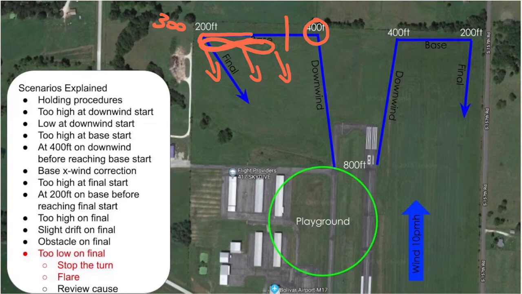Always turn into the wind when you are doing these S-turns. Later on in the progression, we'll teach you other ways to lose altitude that don't include S-turns.